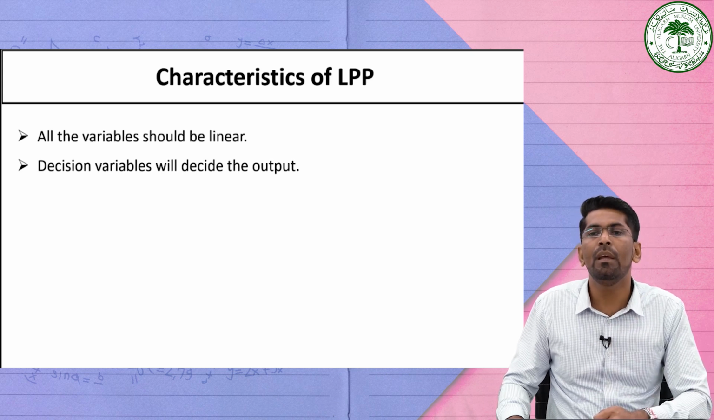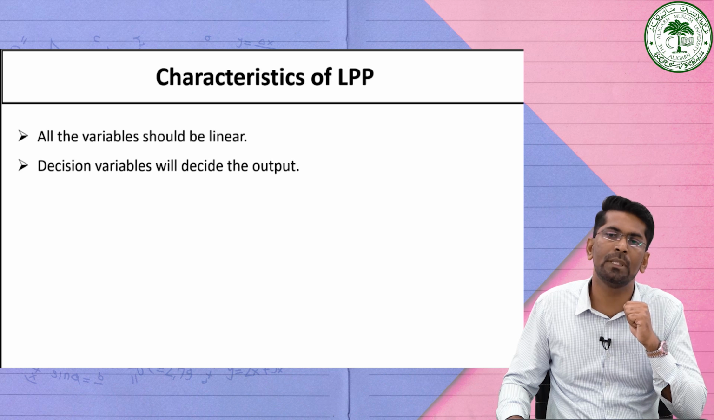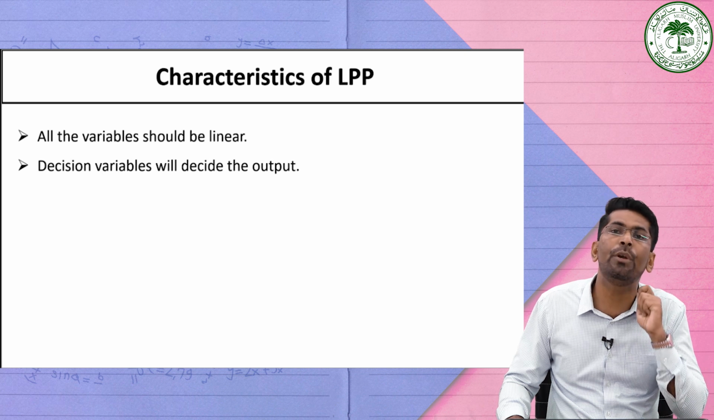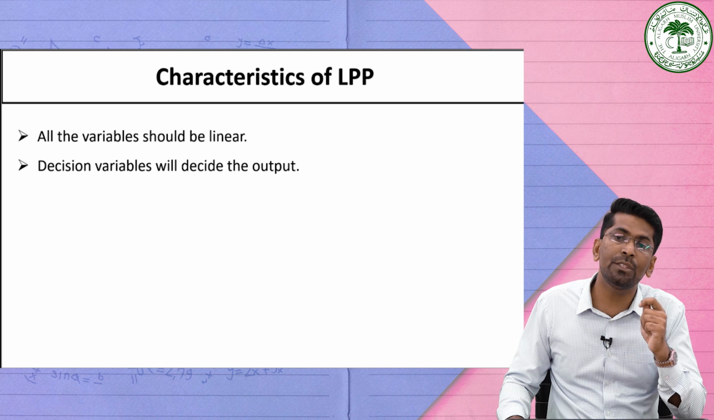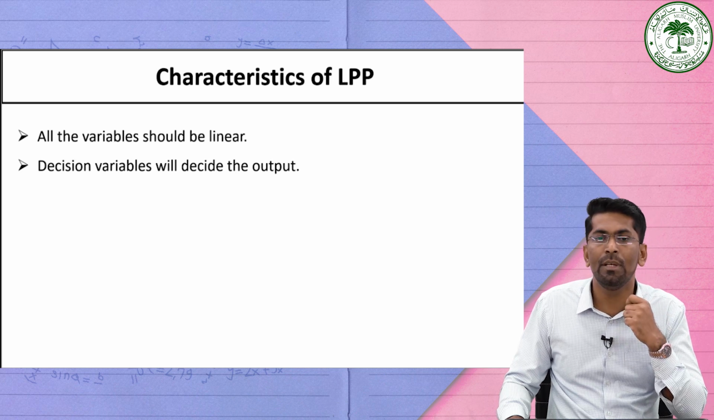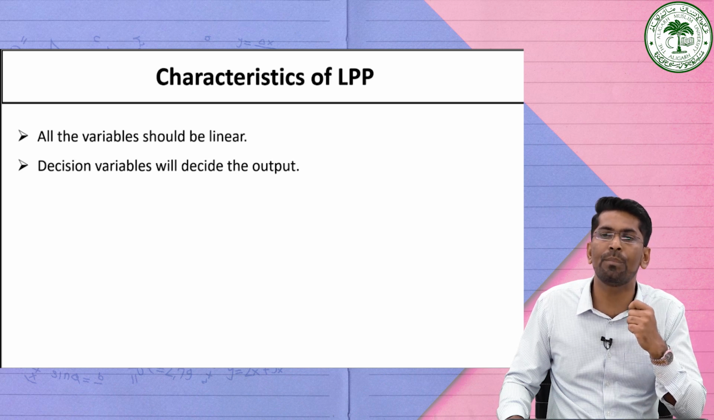For example, in production planning problems, decision variables represent the quantities of different commodities to be produced. In the resource allocation problem, they represent how much of each resource is allocated to various activities so as to produce different quantities of commodities. So the decision variable is one of the most important things regarding linear programming problems.